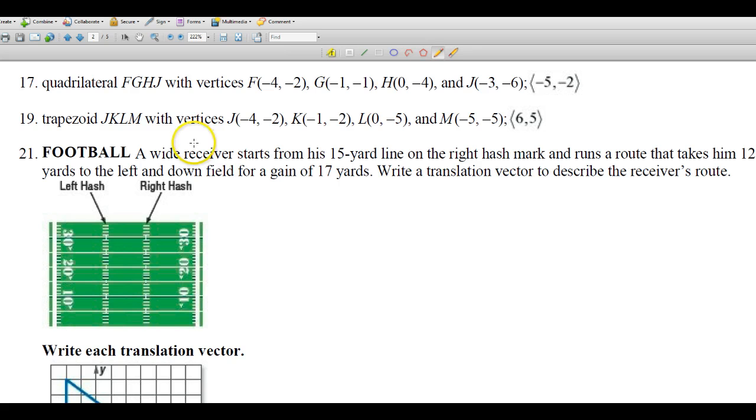A wide receiver starts from his 15-yard line and on the right hash mark and runs a route that takes him 12 yards to the left and downfield for a gain of 17 yards. Write a translation vector to describe the receiver's route.